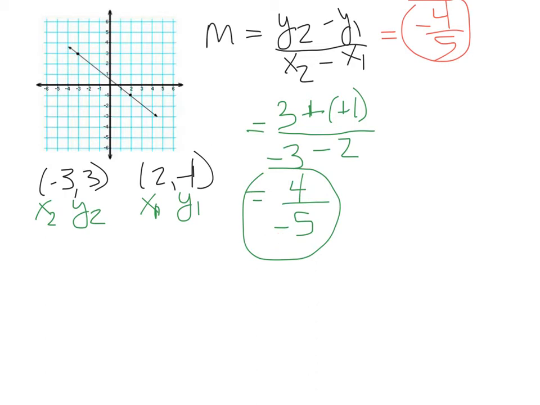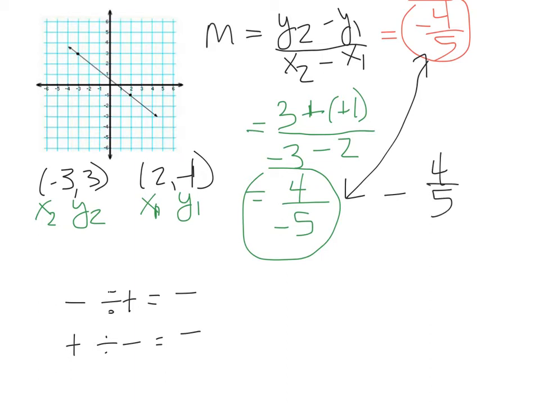Well, let's keep in mind what we know about signed numbers. A negative divided by a positive gives us a negative number. A positive divided by a negative still gives us a negative number. So either way, these both are the same value, negative 4/5. That could be written as this with our negative out front, and we have a negative slope.